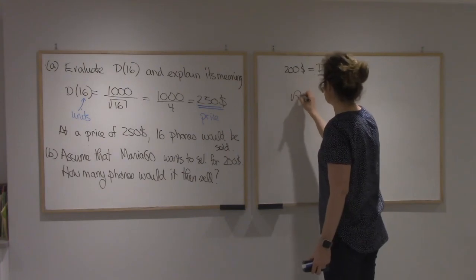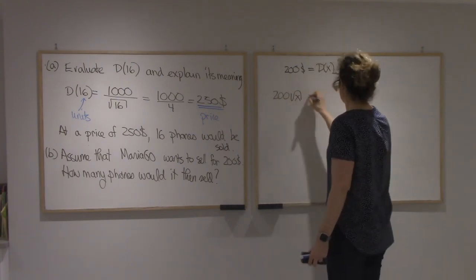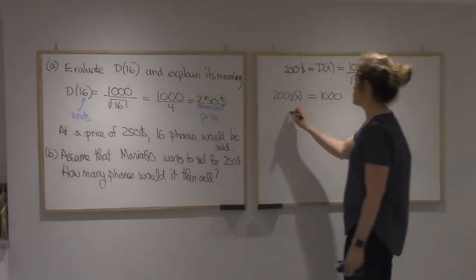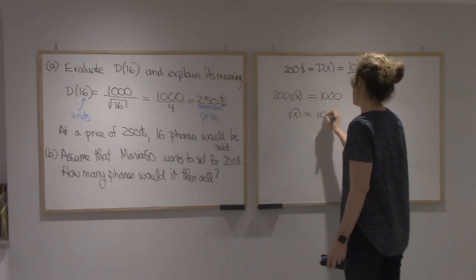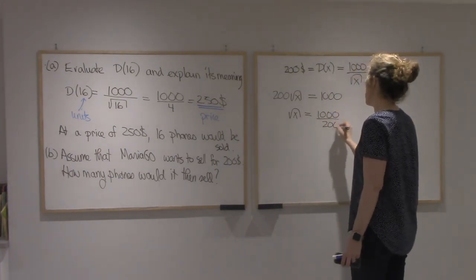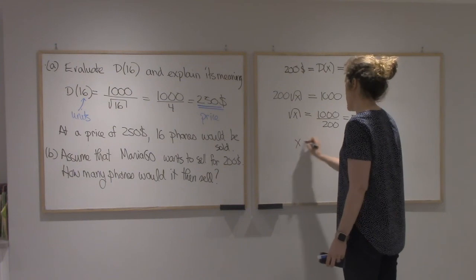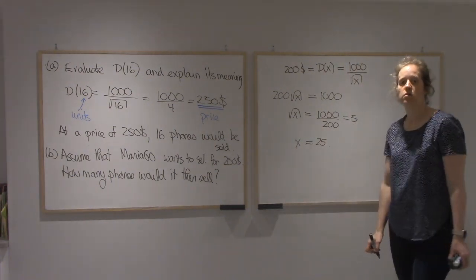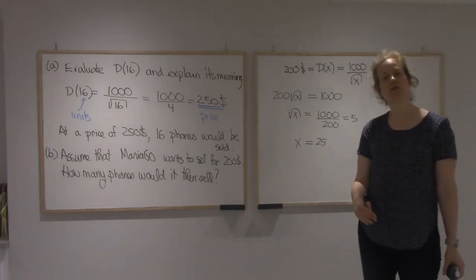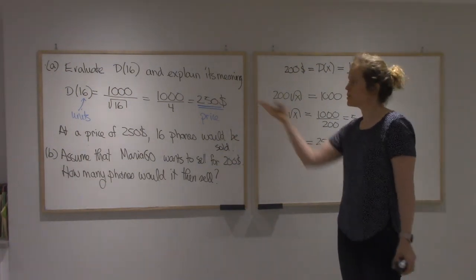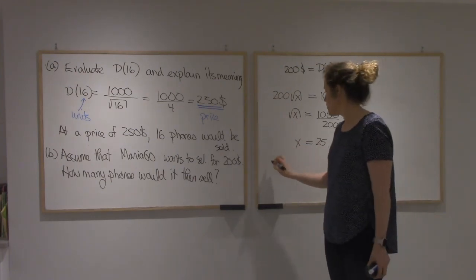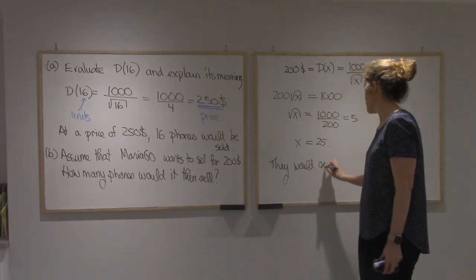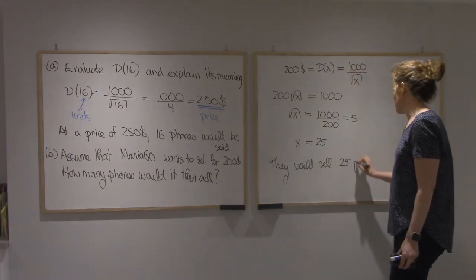So root of x times 200 would be 1,000. I'm going to divide both sides by 200. I get root of x is 1,000 divided by 200. That's just 5. So x is 25. So at a lower price, a price like 200, you expect to get more customers. In fact, you get slightly more. So they would sell 25 phones.